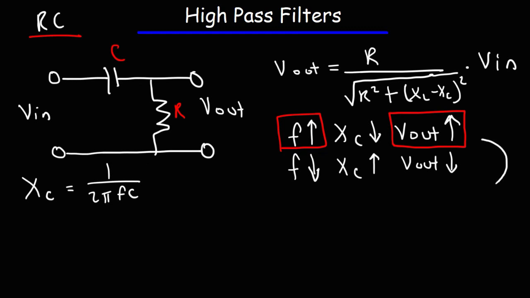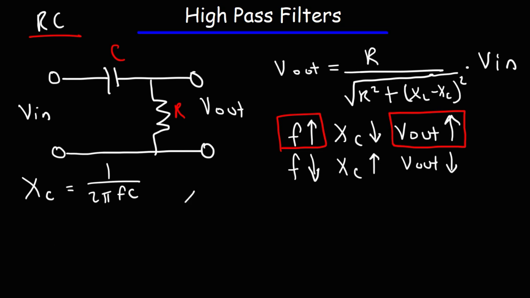Now keep in mind that the output voltage can't increase forever. There's a limit. When the frequency is very, very high, let's say if the frequency goes to infinity, at most, the output voltage will approach the input voltage. This is not an amplifier circuit, so the output voltage can't be more than the input voltage. So the output voltage will increase until it reaches the input voltage.